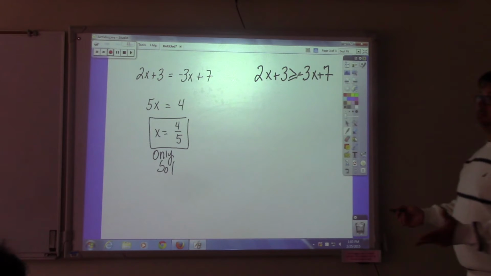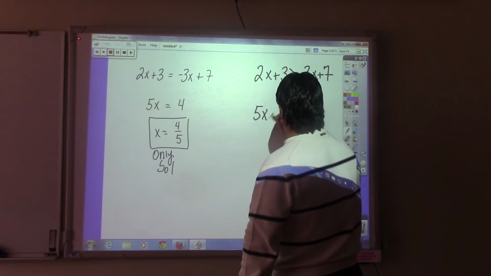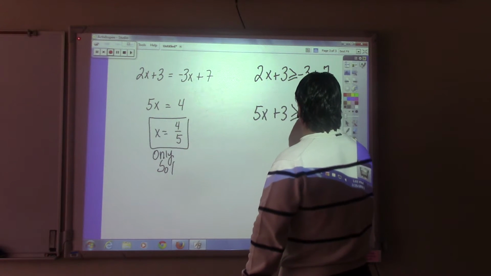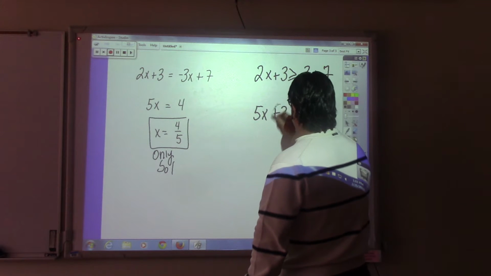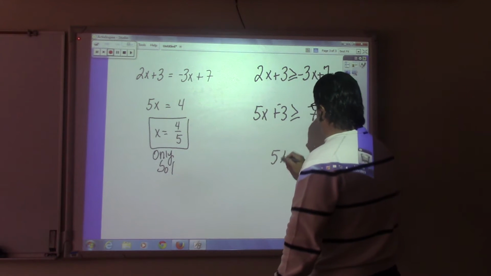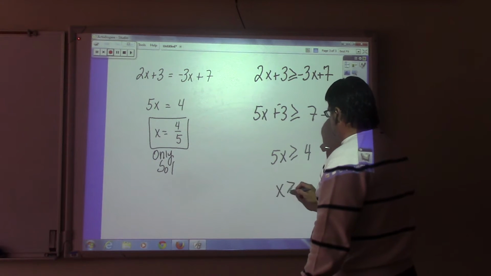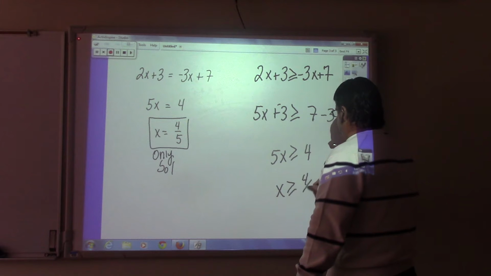Solve it the same way. The negative 3 comes over, that gives you 5x. Brings 3 across the river, that's a minus 3. 5x is greater than or equal to 4. X is greater than or equal to 4/5.